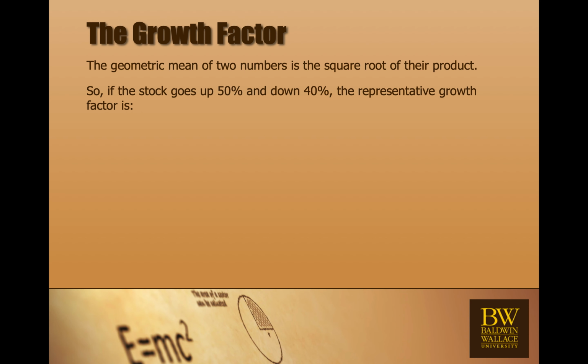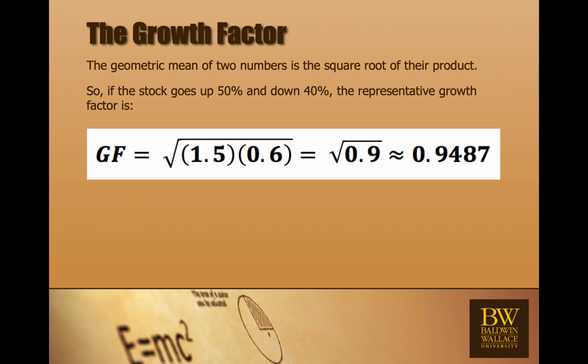So if a stock goes up 50, down 40, the representative growth factor for this investment each day is the square root of 1.5 times 0.6, which is the square root of 0.9, which is 0.9487. So if your stock is going to either go up 50 or down 40, the representative growth factor is 0.9487, which is less than 1. After 2 days, you square it.